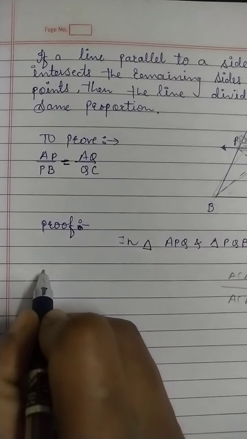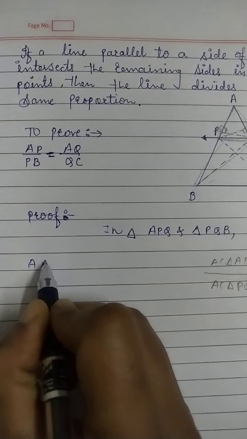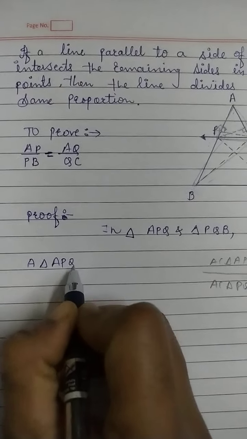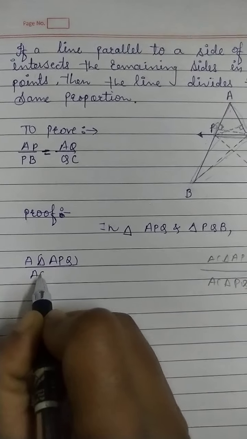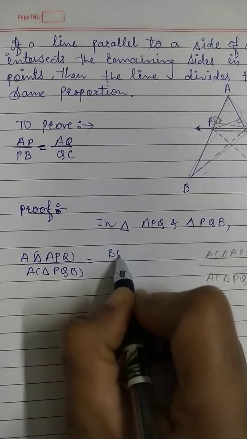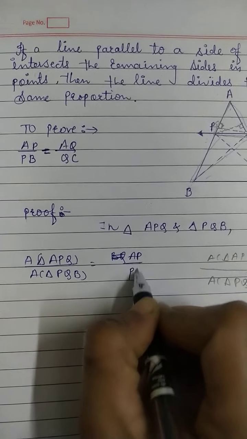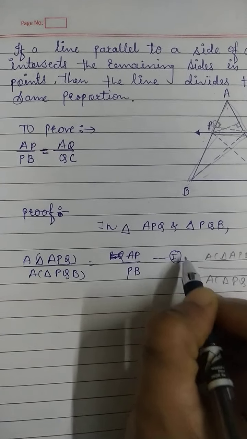So area of triangle APQ upon area of triangle PQB equals AP upon PB. Number 1.